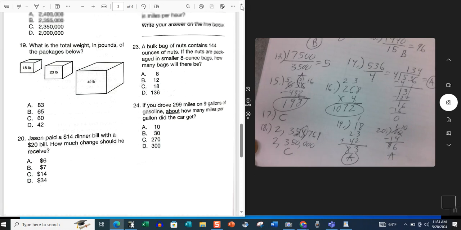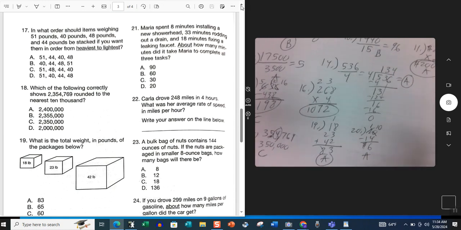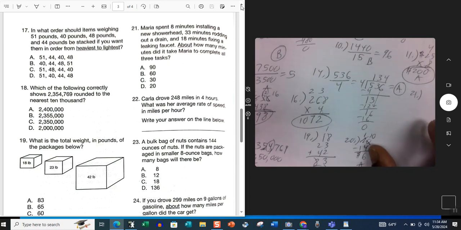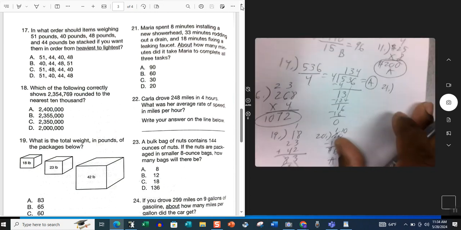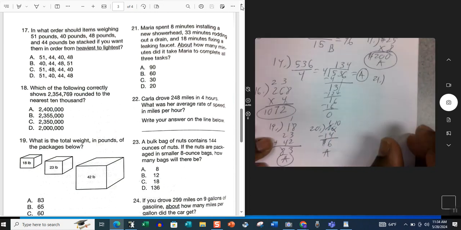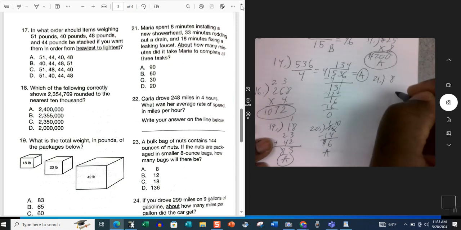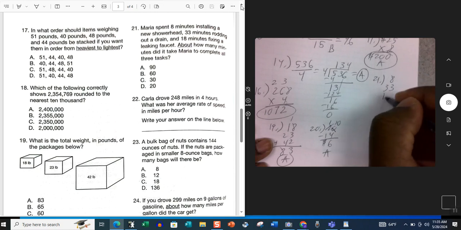So now we go here to problem 21. It says Marla spent 8 minutes installing a new shower head, 33 minutes rotting out a drain, and 18 minutes fixing a leaky faucet. About how many minutes did it take Marla to complete all 3 tasks? So that's another addition problem. So we had 8, 33, and 18.